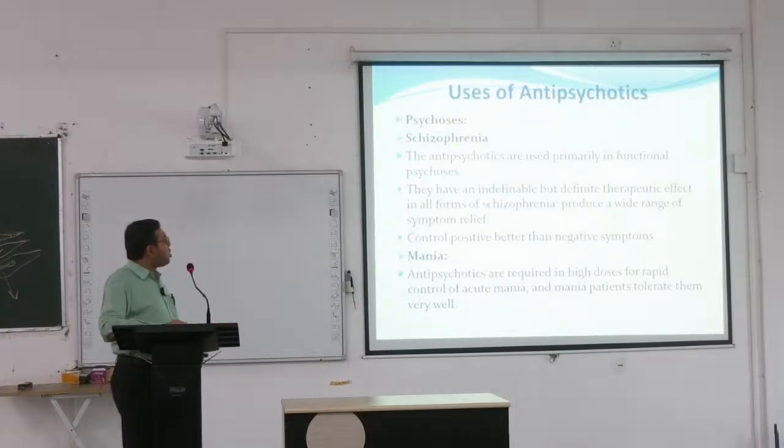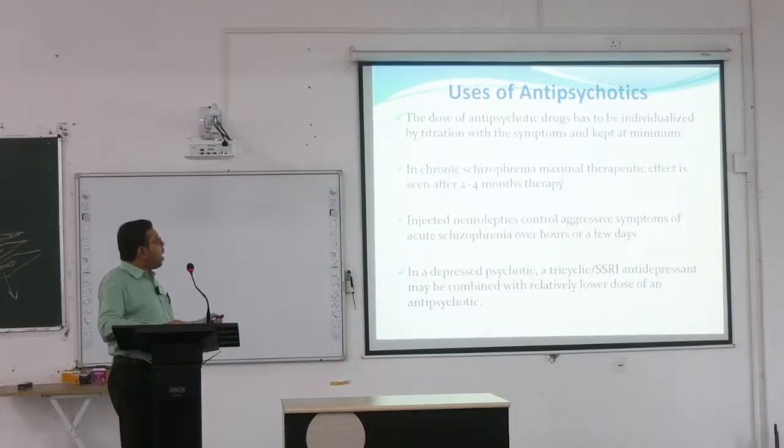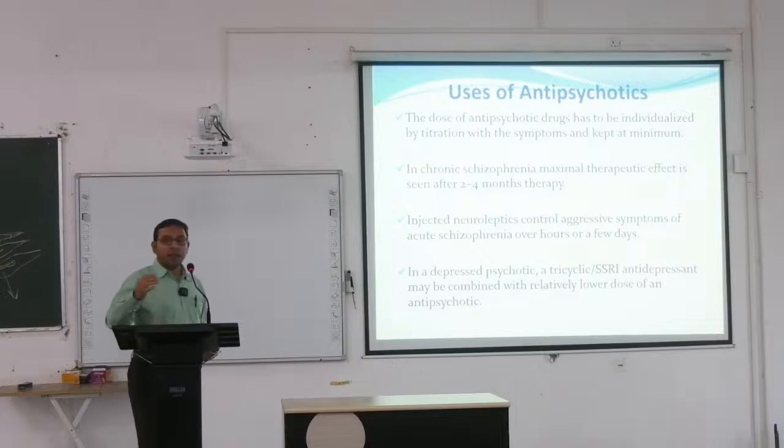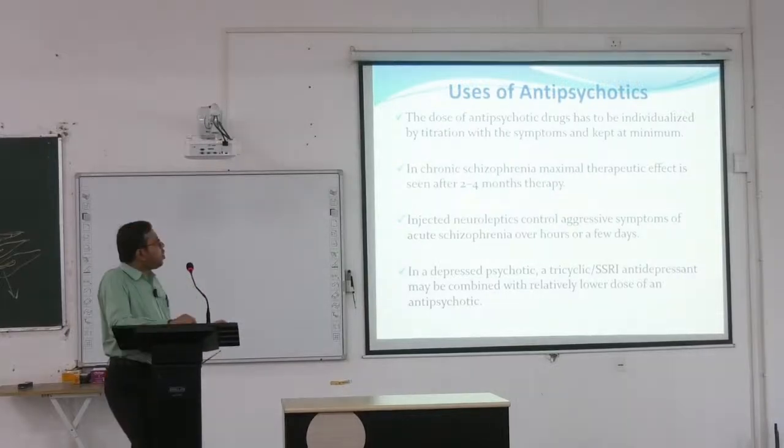Hypersensitivity reactions can occur in some of the cases. So the use, schizophrenia is the main. Apart from this, mania. In mania, it can also be used. And the dose of the antipsychotic drugs, again, has to be started from the minimum. In chronic schizophrenia, maximal therapeutic effects are seen after 2 to 4 months of therapy.